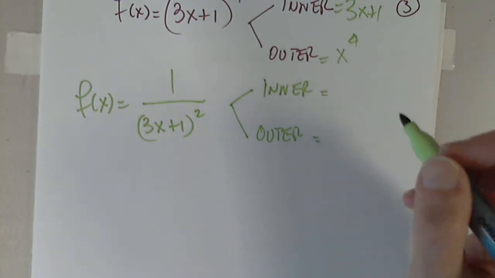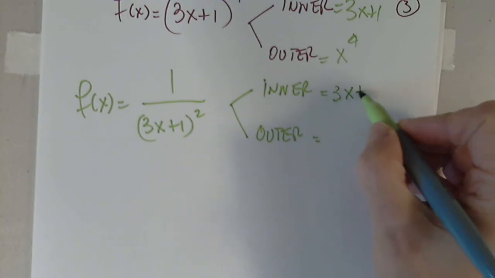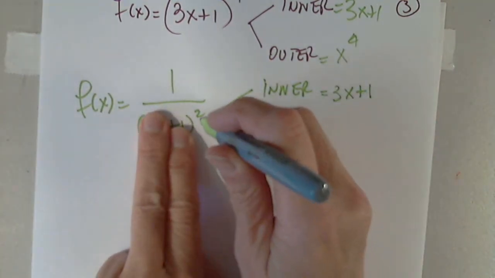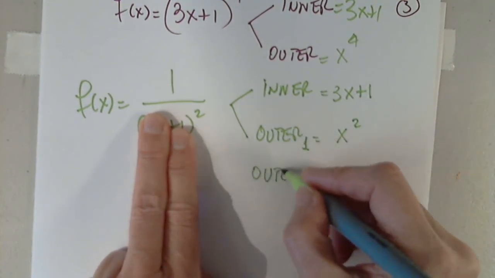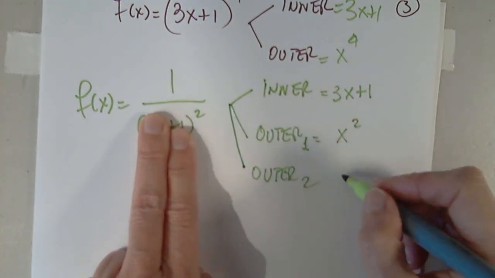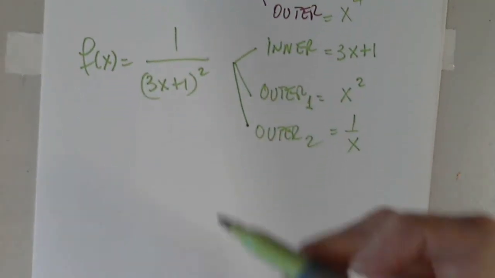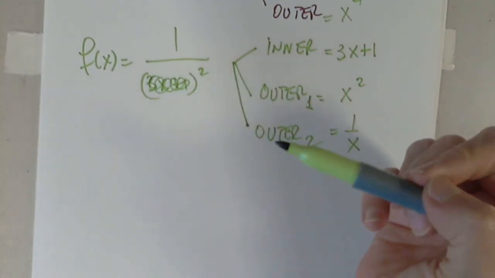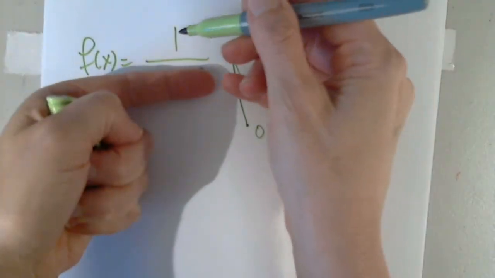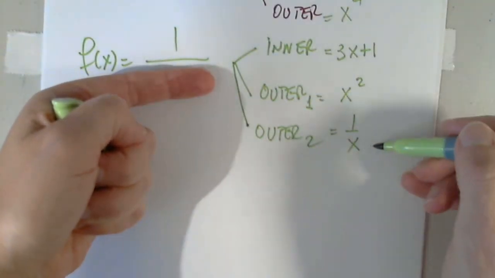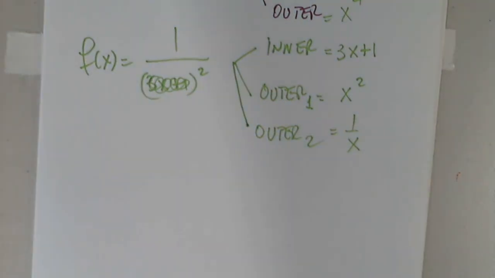Okay, let's decompose it into everything. The first step must be the 3x plus 1. When I'm done, I have to square. So that's outer 1, if you want. And outer 2, which is the last one, is 1 over x. So first I perform this as a number. Then I have to square the number. Then I get a number, and I apply to that number 1 over x. So this function indeed has three functions that make it up.